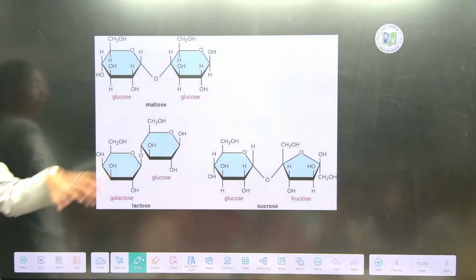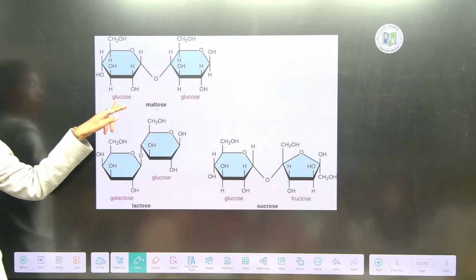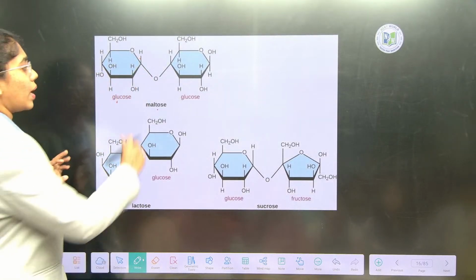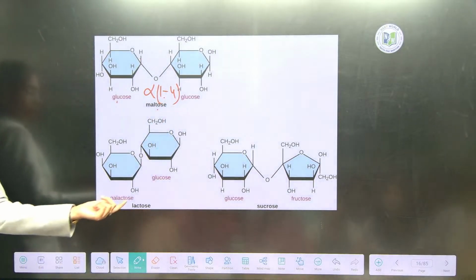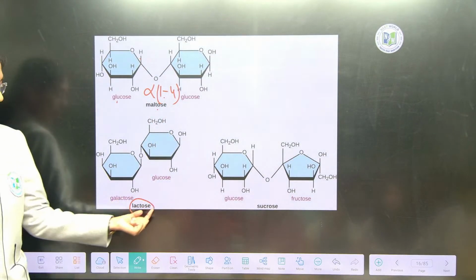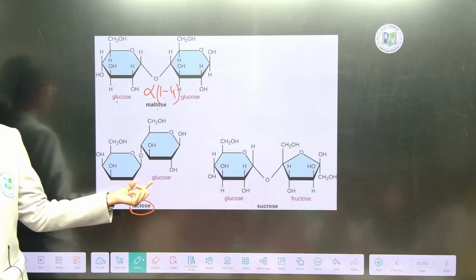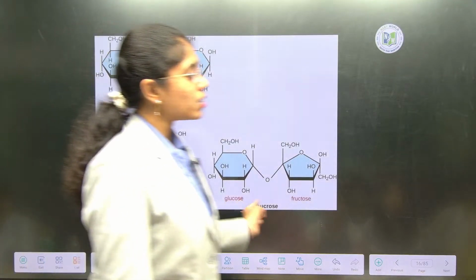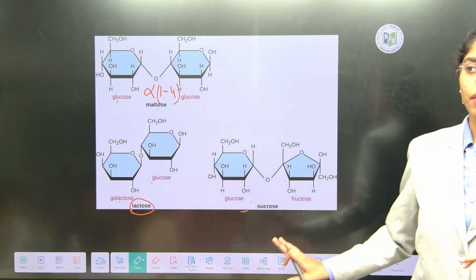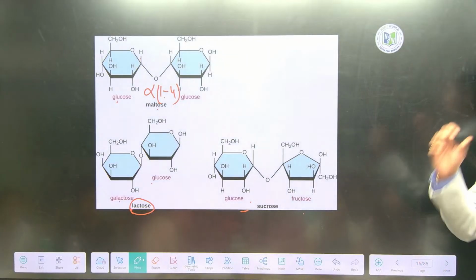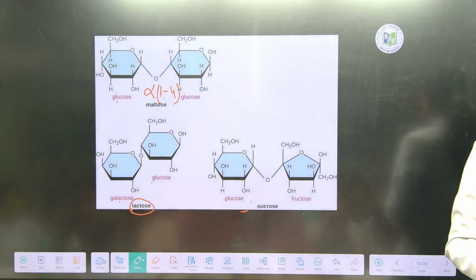Fine, right? Maltose is a disaccharide. What are the monosaccharide units in maltose? Glucose. What bond is formed? Alpha 1,4 glycosidic bond. What are the monosaccharide units present in lactose? Galactose and glucose, with an alpha 1,4 glycosidic bond. Sucrose has two monosaccharide units. What are they? Glucose and fructose. The bond is between the first and fourth carbon of the two monosaccharides. Understood about disaccharides? Oligosaccharides.